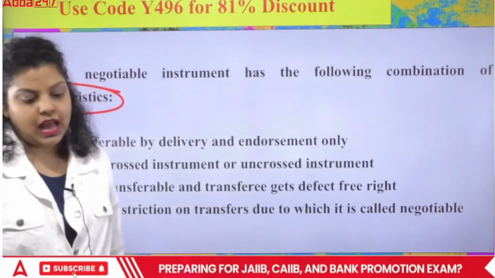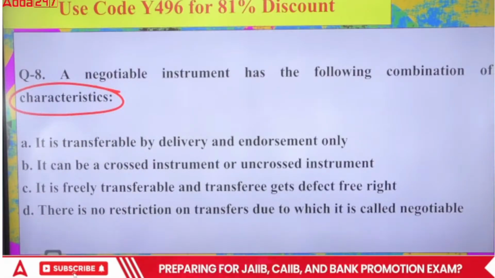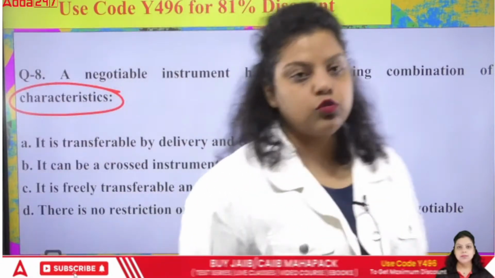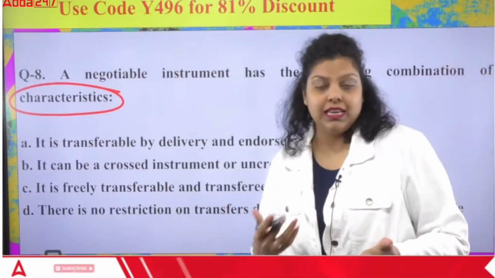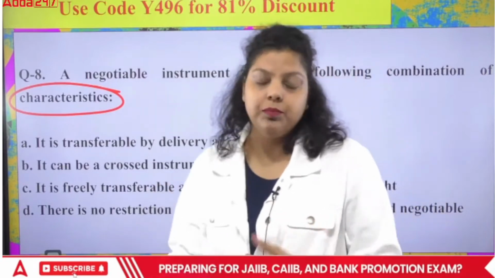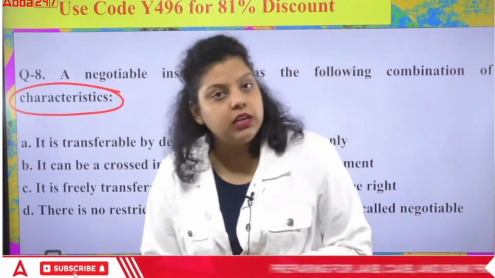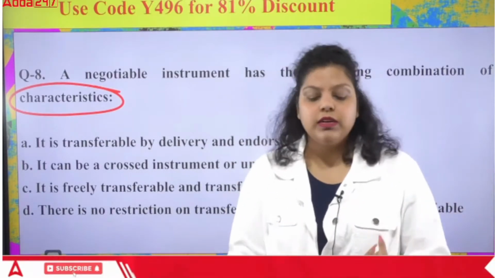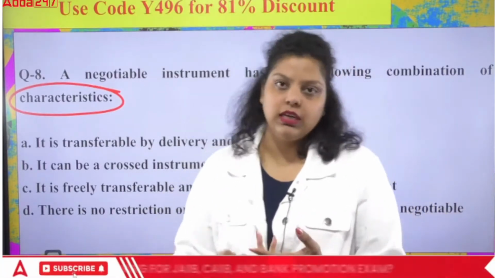The Negotiable Instruments Act was introduced in the year 1881. Negotiable instruments are instruments that are freely and easily transferable from one person to another. And Section 13 of the Negotiable Instruments Act 1881 defines three negotiable instruments. First is the promissory note, second is the bill of exchange, and third is the check.